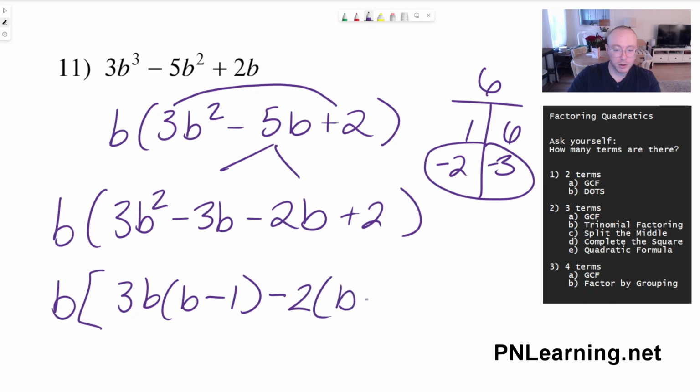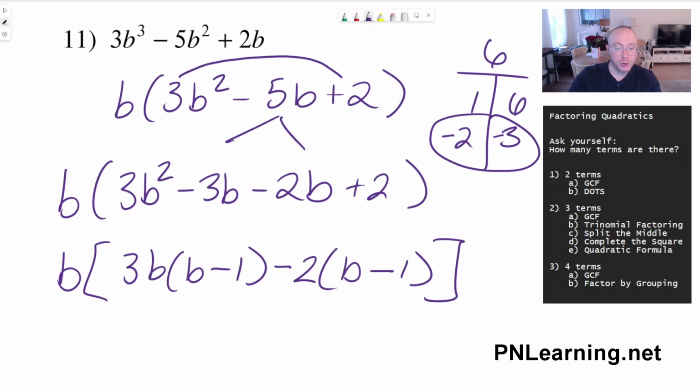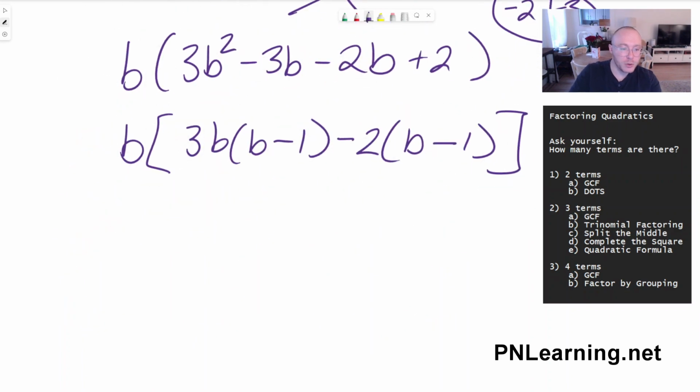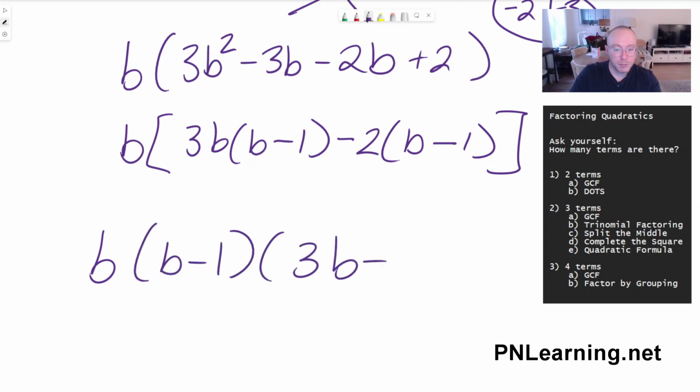This is something that's going to happen when you're new at this, and your goal again is to always make sure this parentheses and this parentheses match up. The reason that you want those two things to match up is so you can do this last step. I actually haven't really explained why they have to match, so let me do that now. If you think about it, I could rewrite this as b minus 1 times 3b minus 2.